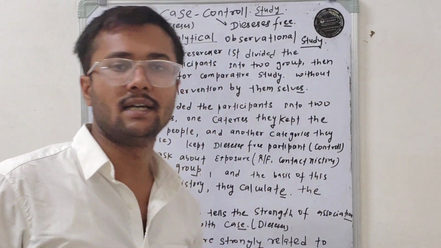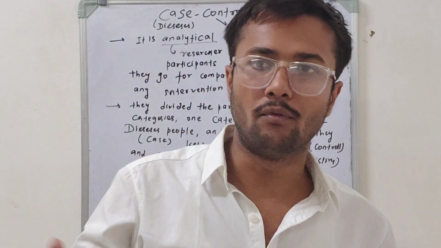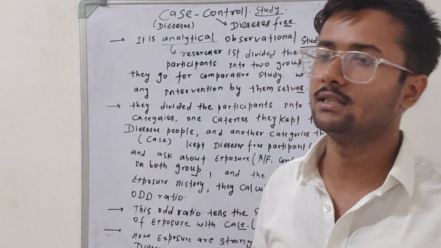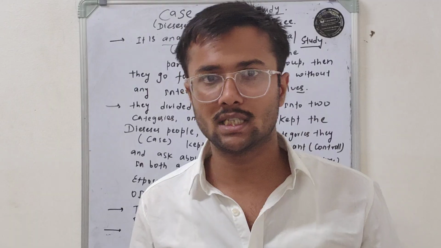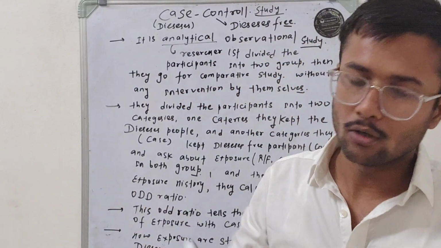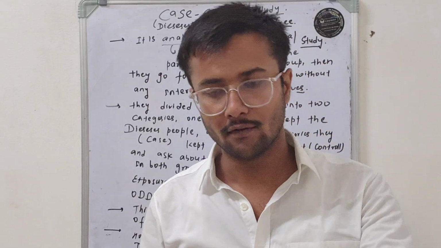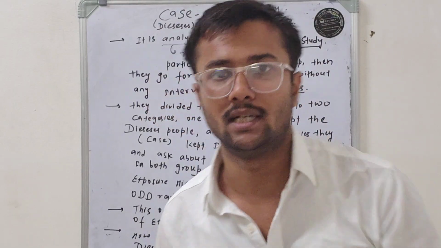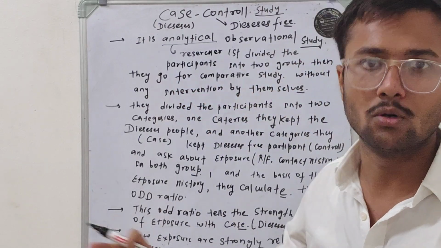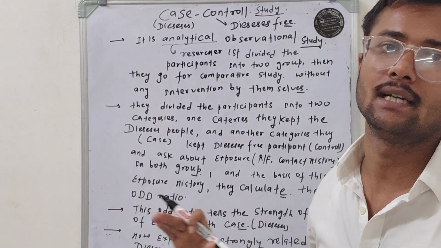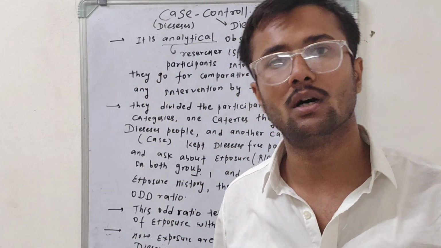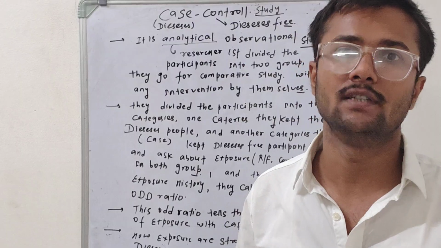So in one sentence, what is the meaning of analytical observational study? In this study, the researcher first divides the participants into two groups and then observes the progression of disease without interference. When researchers conduct this type of study, we call it an analytical observational study, and the case control study is also a type of analytical observational study.